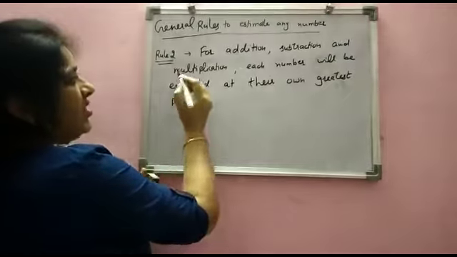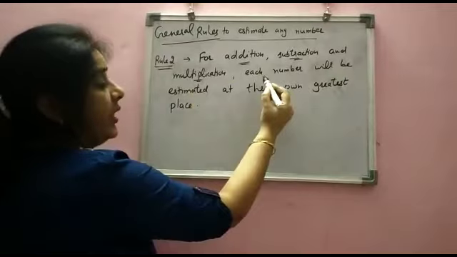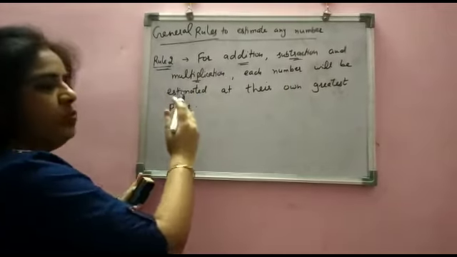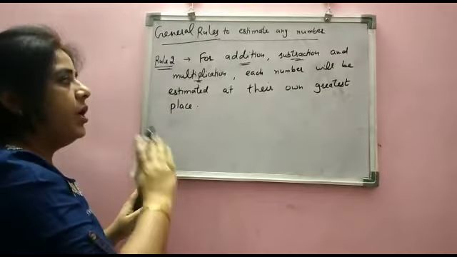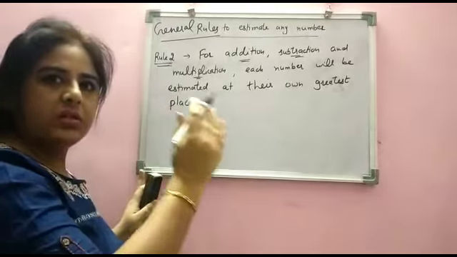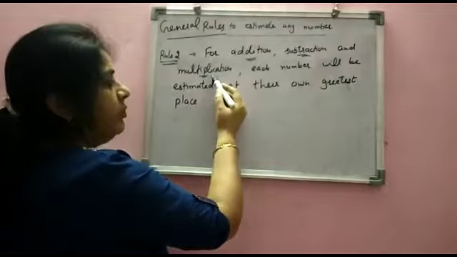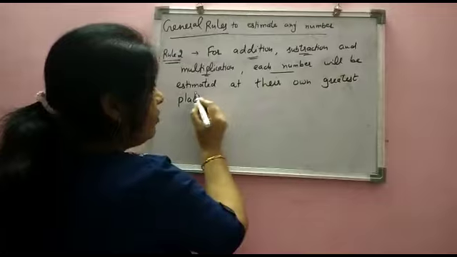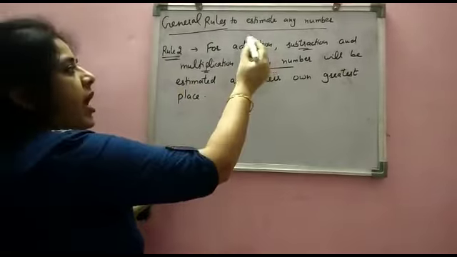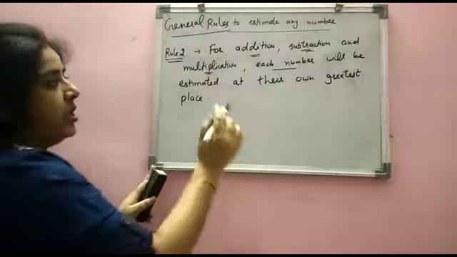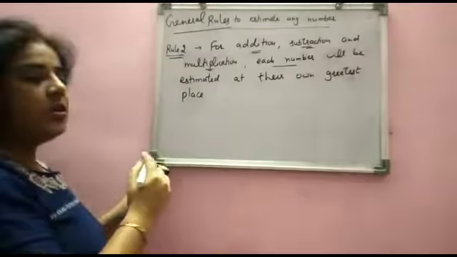Now students, here we are discussing rule 2. Rule 2 says, for either addition, subtraction or multiplication, in the previous rule we have seen that a single digit number will not be estimated. Now if the number is 2 digit, 3 digit, 4 digit, each number will be estimated at their own greatest place. So any one of the operations is given, the rule says each number will be estimated at their own greatest place.